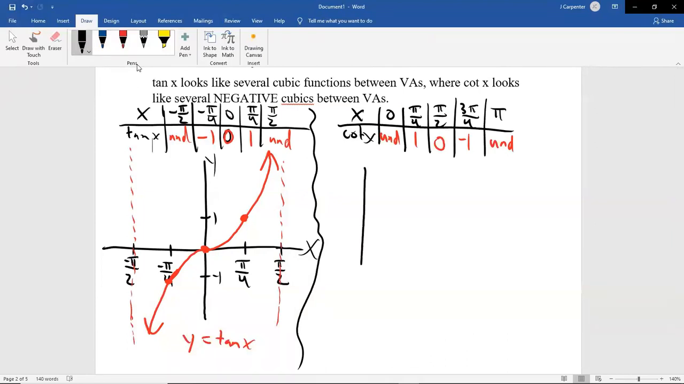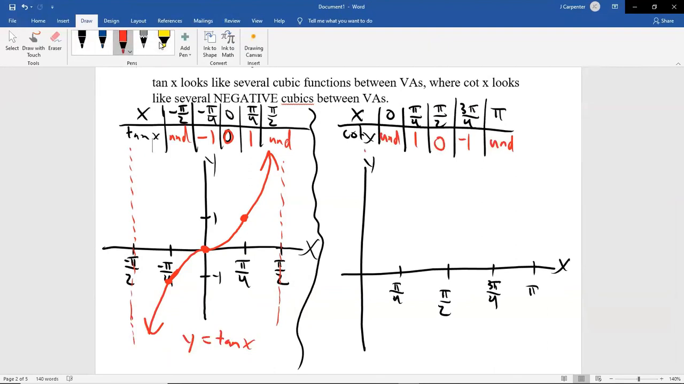All right, so our graph, just doing one waveform. So we got, let's go to pi over 2 here. Should put pi about here. It's the pi over 4 here, 3 pi over 4 here. We know we have our vertical asymptotes on the ends.